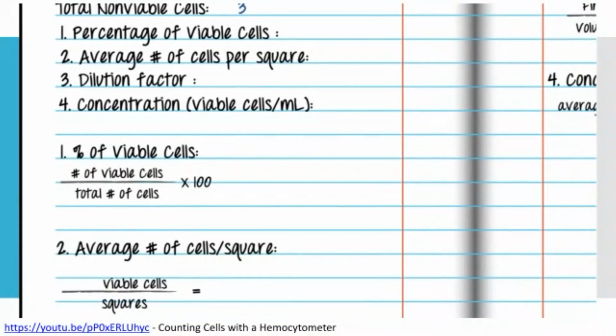Here's the formula: viable cells divided by total number of cells, multiplied by 100, gives us the percentage of viable cells. 54 viable cells divided by 57, the total number of cells, gives 0.947. Multiplied by 100, the percentage of viable cells is 94.7%.